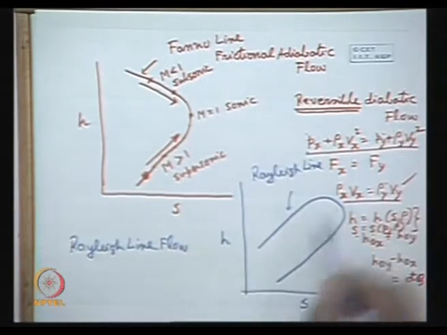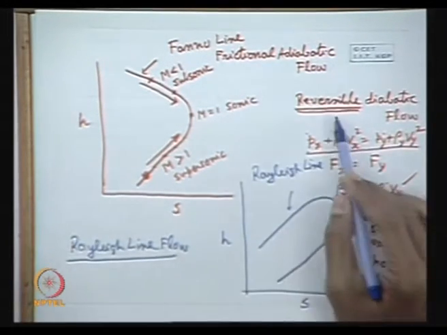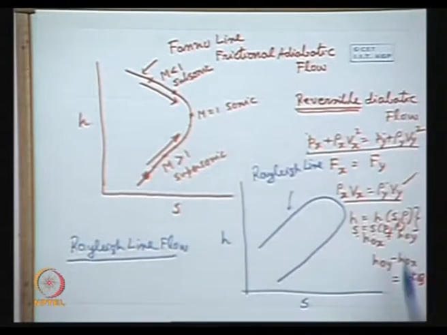Now you see in Rayleigh line flow, that means the flows which are reversible and diabatic, that means there is a heat transfer. Here you see I have not used the condition for equality of the stagnation enthalpy. So therefore, the stagnation enthalpy in general will not be equal. It may or may not be equal. But the difference in stagnation enthalpy for Rayleigh line flow indicates the heat transfer. That means if h o y minus h o x, y being the downstream section, is greater than 0, heat is being added. Otherwise, heat is being rejected, taken out.